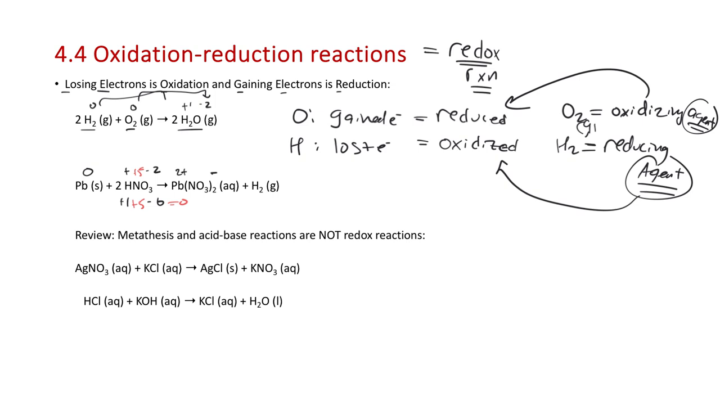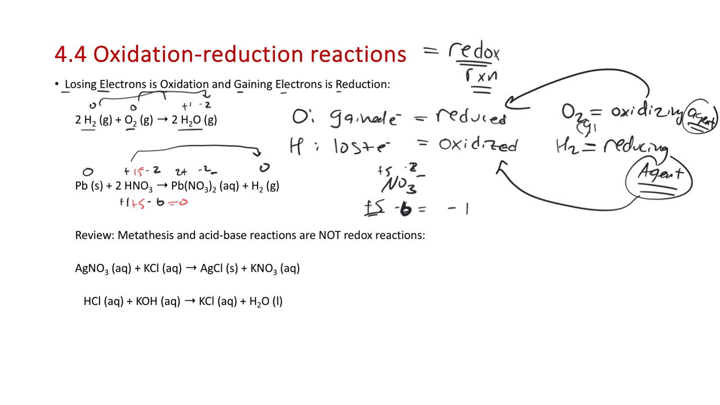And then the nitrate and the oxygen actually stay the same. So NO3 with a minus charge: we would have -2 times 3 for -6, so a +5 for nitrogen. So nitrogen hasn't changed. It was +5, it's still +5, so that's unchanged. And then hydrogen is now 0. So hydrogen went from +1 to 0.